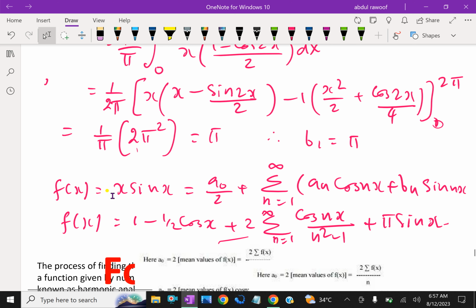That is here f of x equal to x sin x. We expanded as a Fourier series.